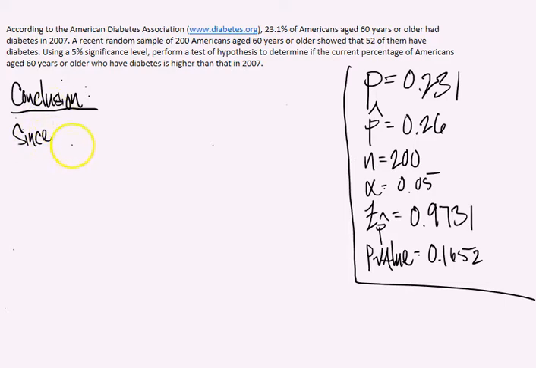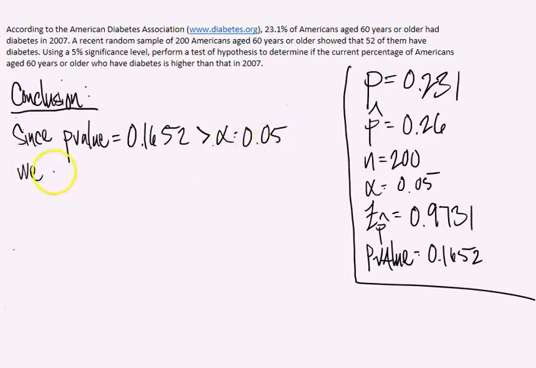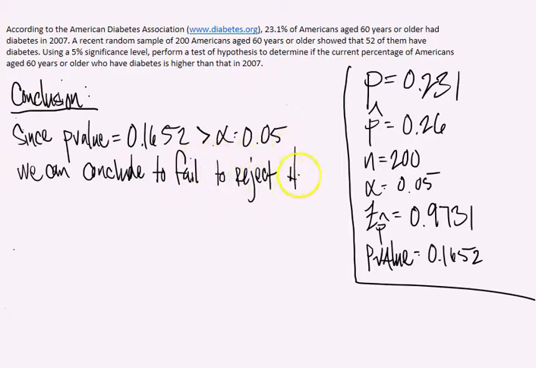Since our p-value, which equals 0.1652, is larger than my alpha, which is 0.05, we can conclude to fail to reject H0. I'm not in the rejection region, so I'm not going to reject my null hypothesis.